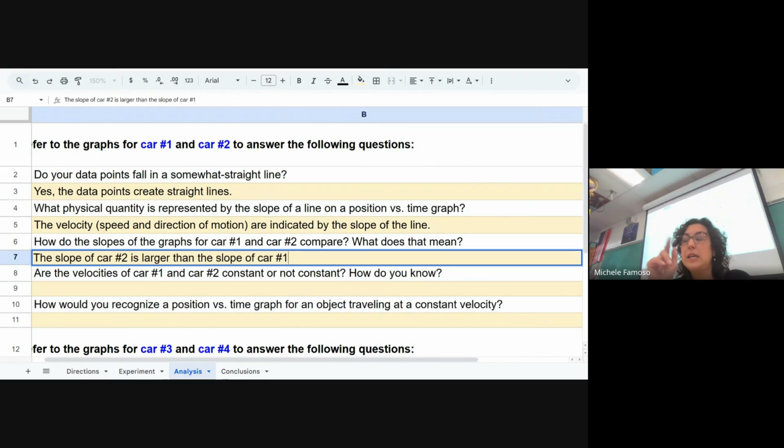Now, before we continue, anytime we say the word compare in a question, I don't know why it's frozen. We just got to wait. It's not replicating. The question says compare, right? It says compare. Compare wants to know what's the same and what's different. So we just said that the slope of car number 2 is larger. That's a difference. What's the same about them?